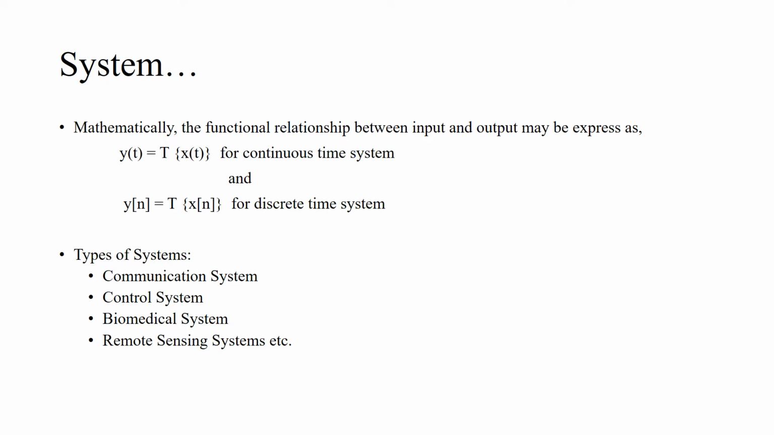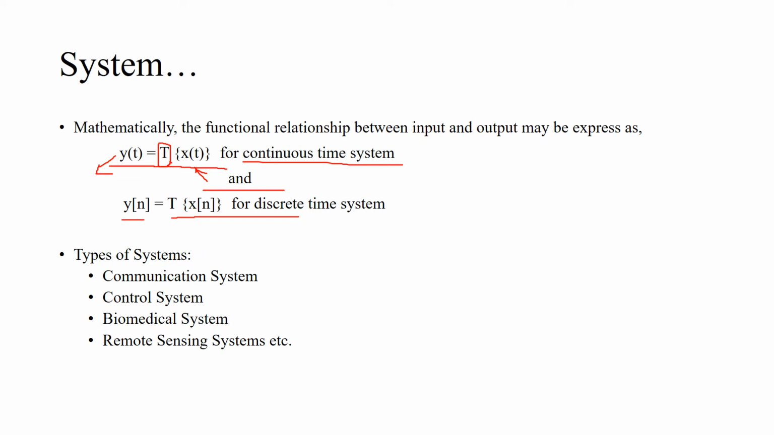Now this system is mathematically represented like this: y of t equal to capital T of x of t for a continuous time system, and for a discrete time system it is y of n equal to capital T of x of n. Where y of t is nothing but the response or output, x of t is nothing but the excitation or input, and this T is nothing but the operator of the system.